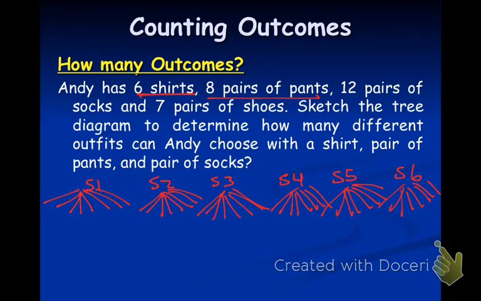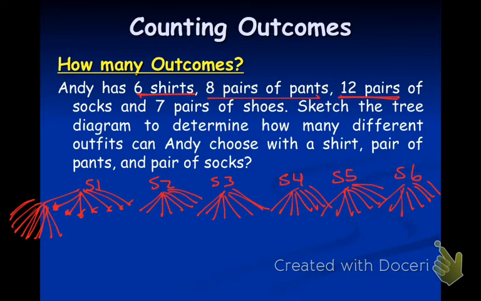And then I still have to write down pant 1, pant 2, pant 3, pant 4, 5, 6, 7, and 8. And then from each of these little branches that I just drew, I would have to draw 12 more branches to do the socks. So off of each of these right here, I would have to draw 12 more little branches. And then off of this one, 12 more. Off of this one, 12 more, and so on, right?